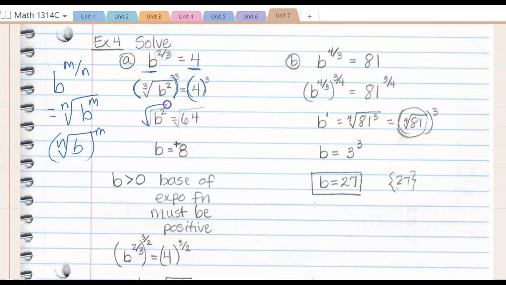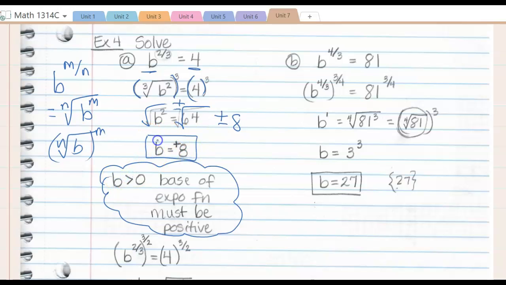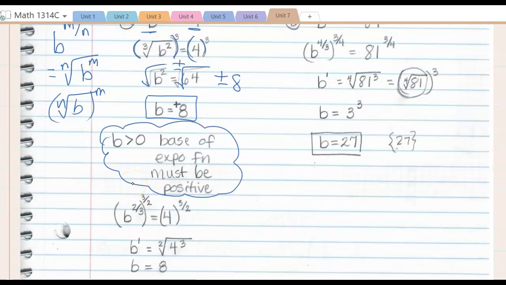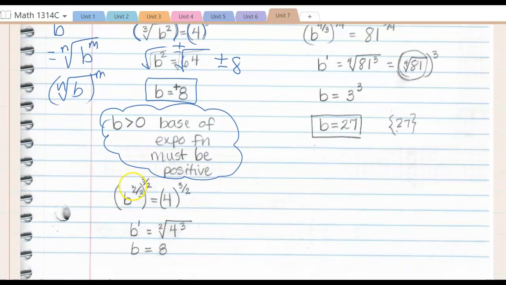Then I'm going to take the square root of both sides. Don't forget you're going to do plus or minus. And so we actually find that b is equal to either plus or minus 8. But because the base has to be a positive number, we're only going to use b is equal to a positive 8.